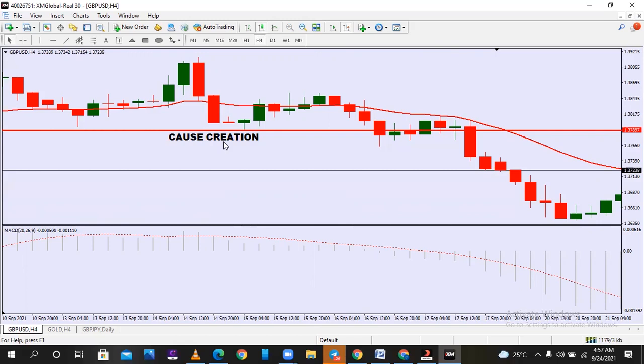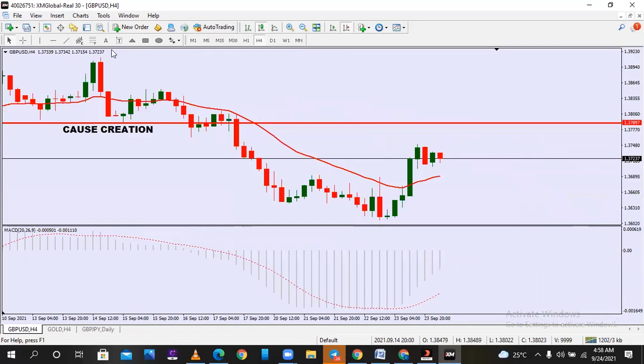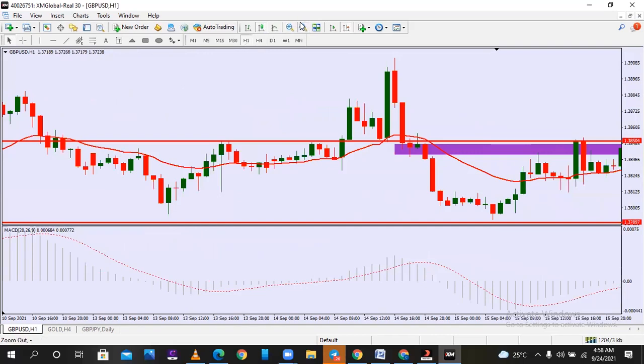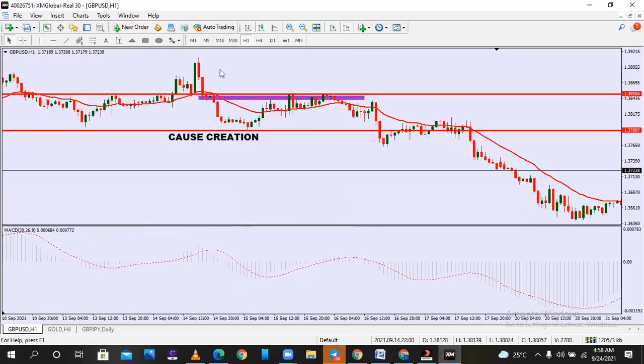Now, after the cost creation, like I said, the market will have to go back. And when the market goes back, what does the market do? The market forms the cost creation. And after forming the cost creation, we want to enter a trade from here. Normally, you can choose to enter a trade at the top of the breakout bar, the particular bar that breaks the market structure.